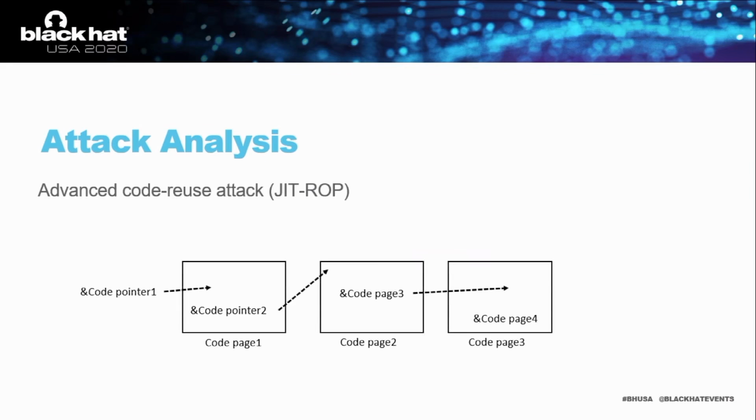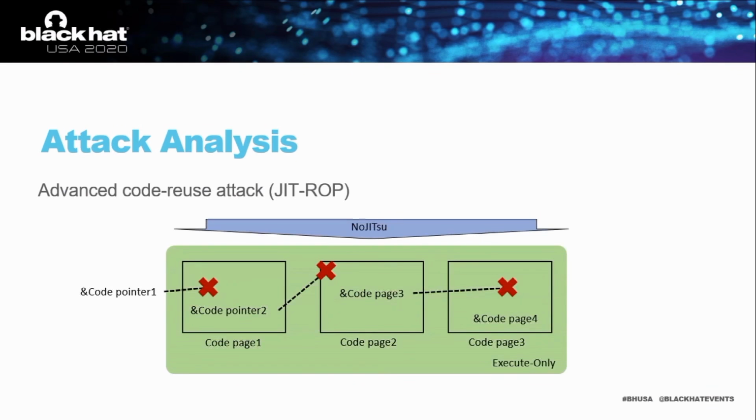Our defense is also effective against advanced code reuse attacks such as JROP. JROP basically tries to harvest ROP gadgets at runtime by traversing code pages. But after enforcing NoJITsu, reading code pages is not available, which disallows harvesting ROP gadgets.